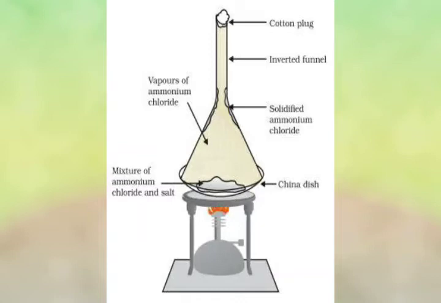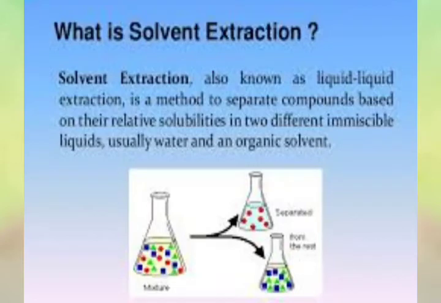The sixth method to separate the solid-solid type of mixture is the solvent extraction method. This method is used when one of the solid components is soluble in a liquid. For example, a mixture of sand and salt can be separated by this method.